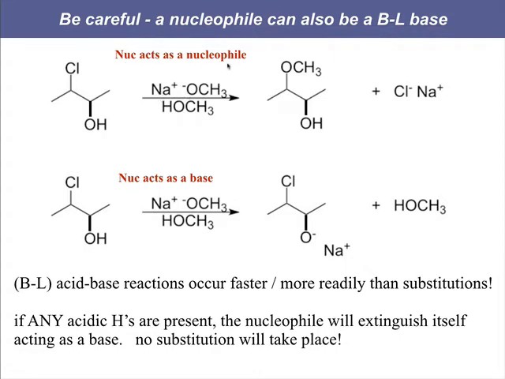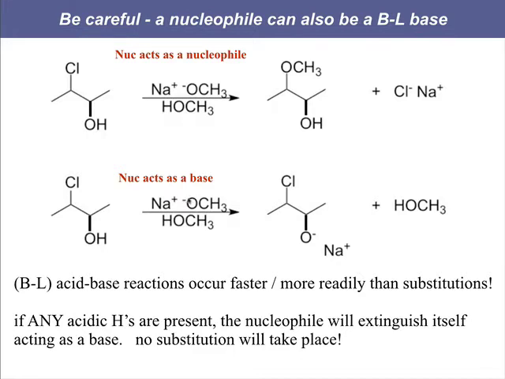That's what this reaction would look like if our nucleophile acts as a nucleophile. However, like I said, nucleophiles can also act as a Bronsted-Lowry base. So notice that we've got an acidic hydrogen on this OH group. That hydrogen is on a very polar bond with the oxygen, and therefore it's acidic. So if our nucleophile acts as a base, we just do an acid-base proton transfer.